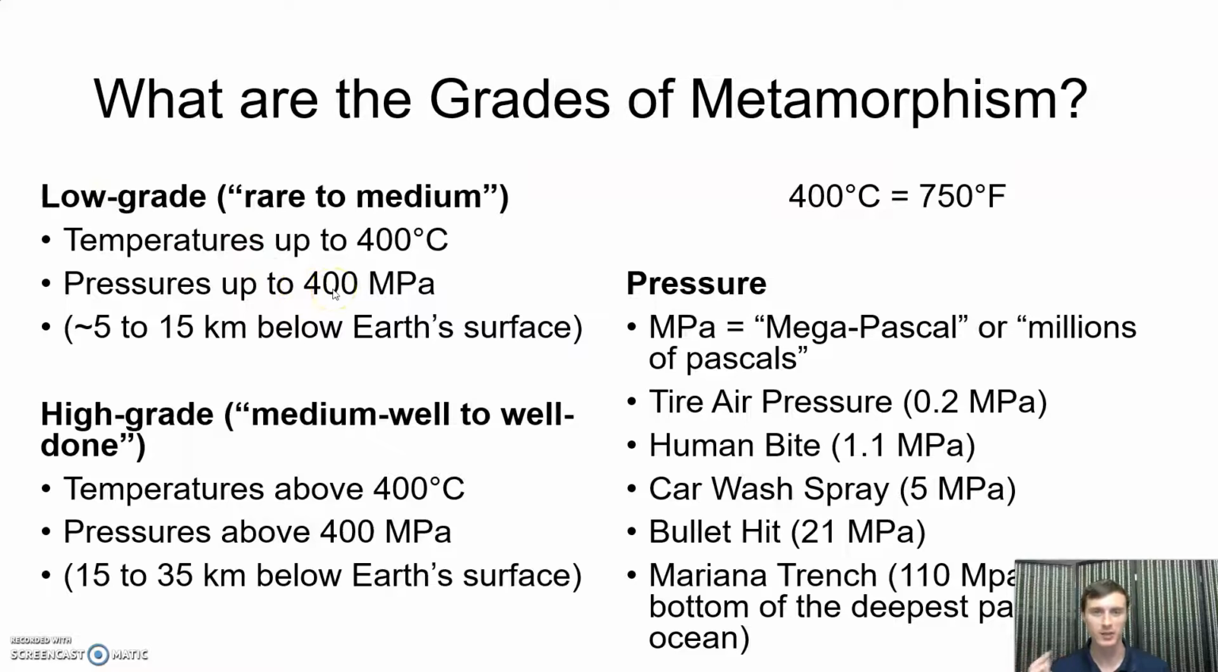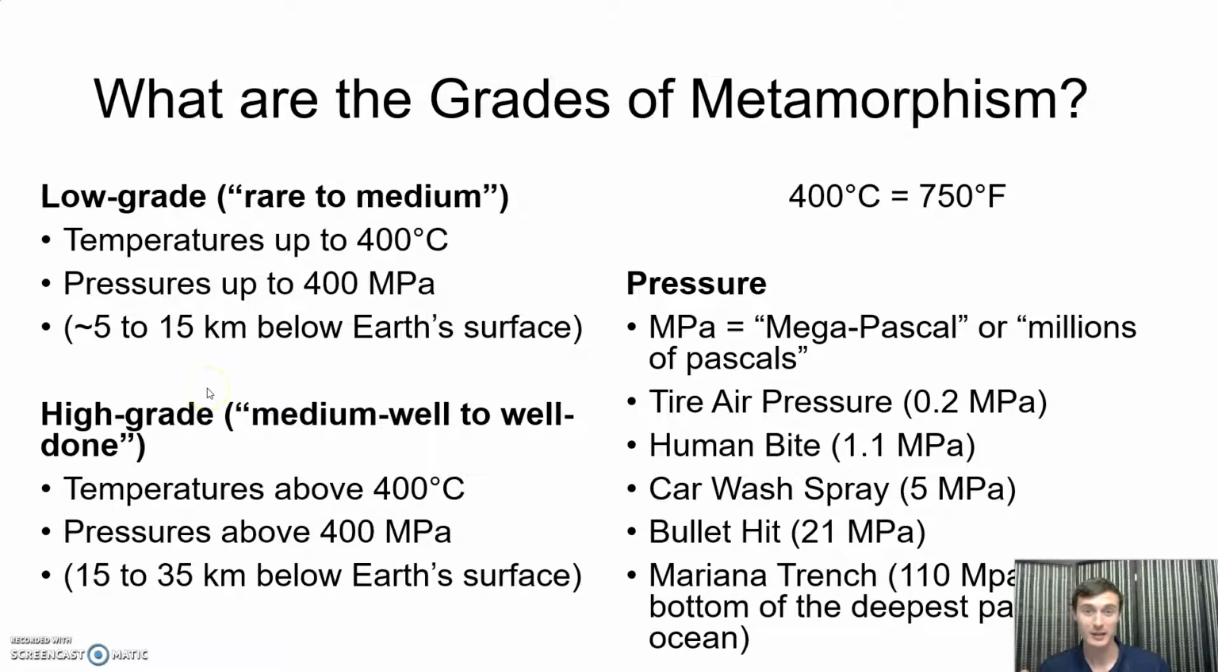Now the pressure's up to 400 megapascals or million pascals. What does this actually mean? Well, I have a chart here for reference. Tire pressure is about 0.2 megapascals. A human bite is a little more than 1 megapascal. Car wash is about 5 times that much. A bullet is about 20 megapascals. And then finally, Mariana Trench, which is the deepest point in the ocean, the deepest point in the deepest ocean on Earth, is about 110 megapascals. So by comparison, 110 megapascals would put you at the low end of low-grade metamorphism.